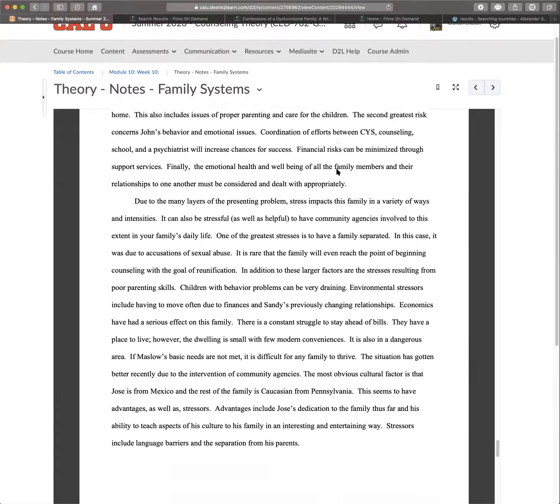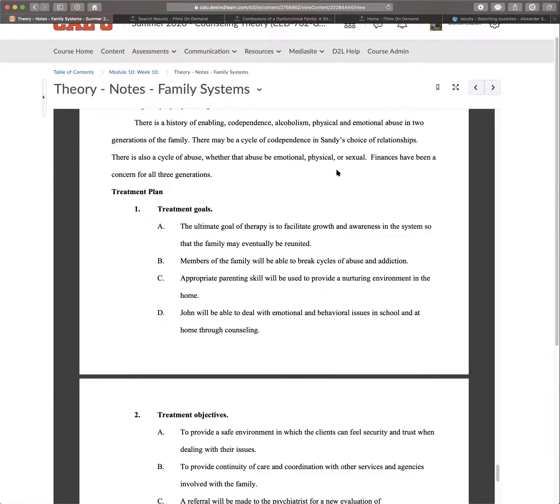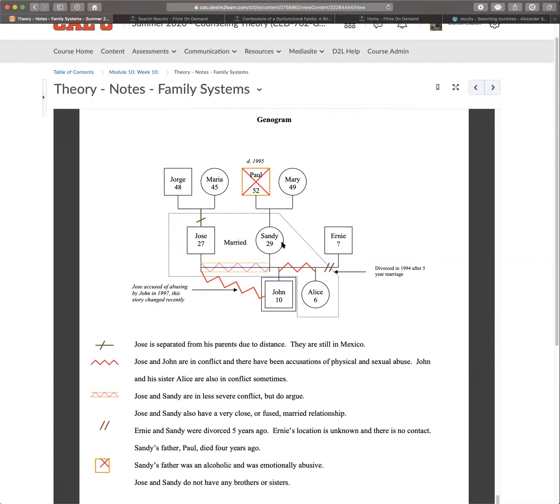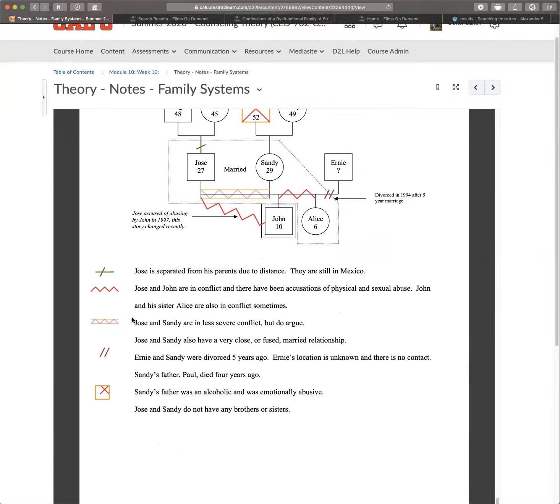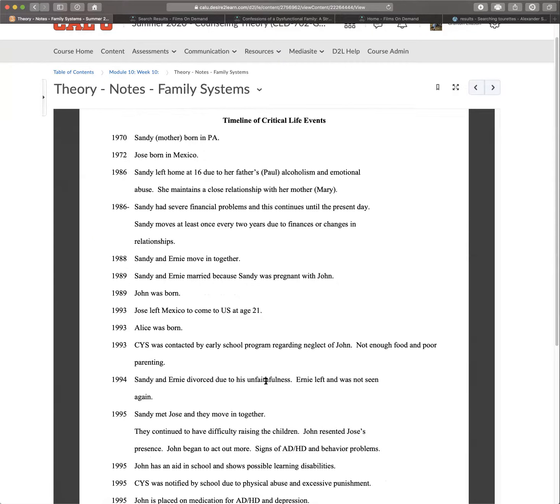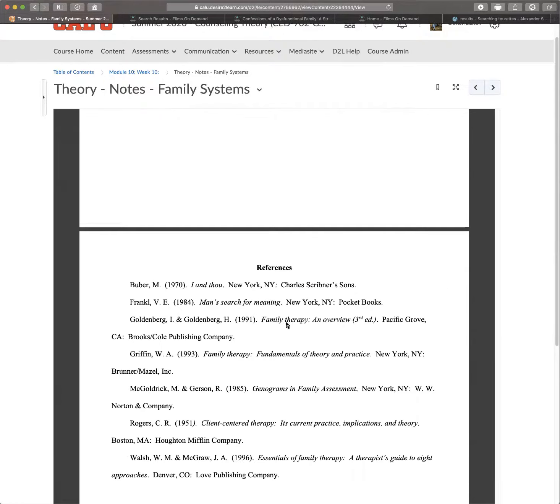And then we talk about interventions for the family. We come up with a treatment plan. This is a genogram. You can see how I use colors for emotions. I make comments. This blue line is who is actually living together under one roof. And I always include a key or legend that explains the different things. This is a timeline of critical life events, both positive and negative.